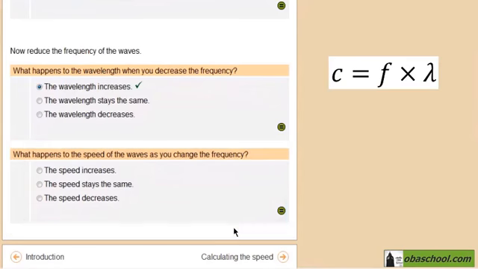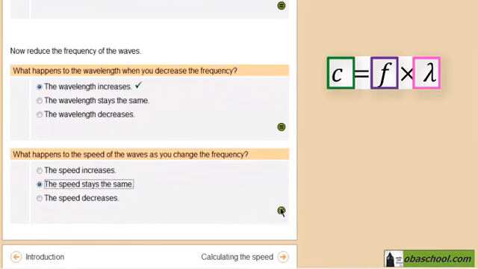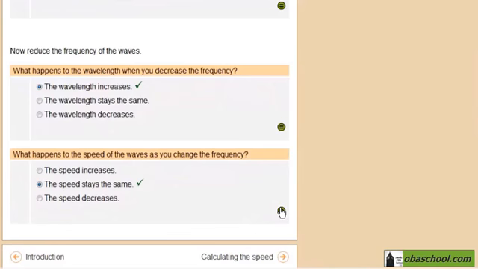As we noticed, when the frequency changes, the wavelength changes accordingly. However, the speed stays the same. Let's check it. So, the speed is independent of the frequency of the wave. That's correct.